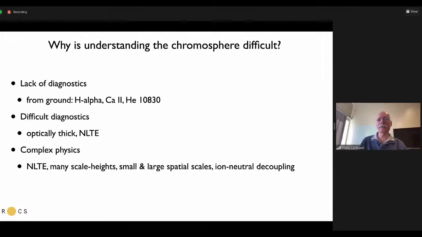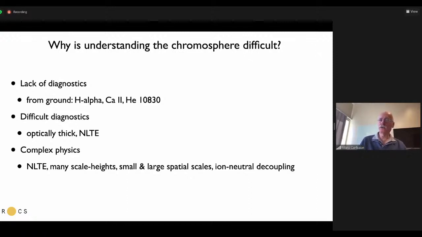So then why is it difficult? Well, one reason is that we do not have that many diagnostics available from the ground. And of course, it's much easier to observe the sun from the ground than from space. Basically, we have the H-alpha, the calcium resonance lines, and the helium 10830 line available from the ground. And they're all a bit difficult to understand in terms of their formation. They're optically thick and they're dominated by departures from LTE. So we have a lack of diagnostics from the ground, we have difficult diagnostics, and also complex physics.